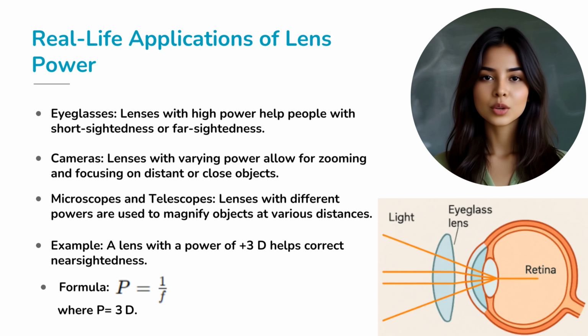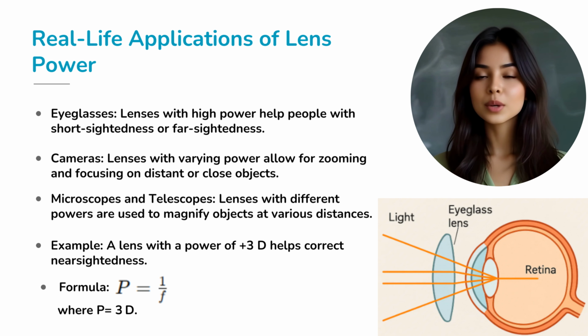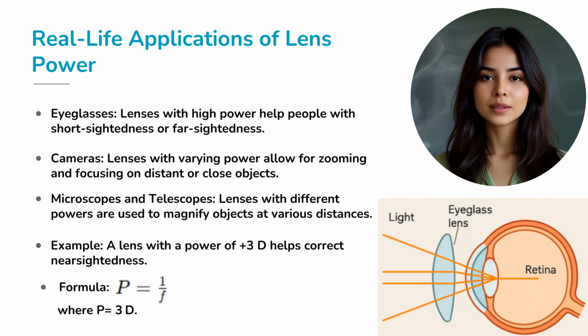Ever wondered how cameras zoom in and out? Well, they do so by adjusting the lens power. Lenses with varying powers help cameras focus on objects both near and far, just like a pair of glasses, but for capturing the perfect shot. Next, we have microscopes and telescopes. Lenses with different powers are essential here as well. These instruments use lenses to magnify tiny objects or bring distant stars and galaxies into clearer view.